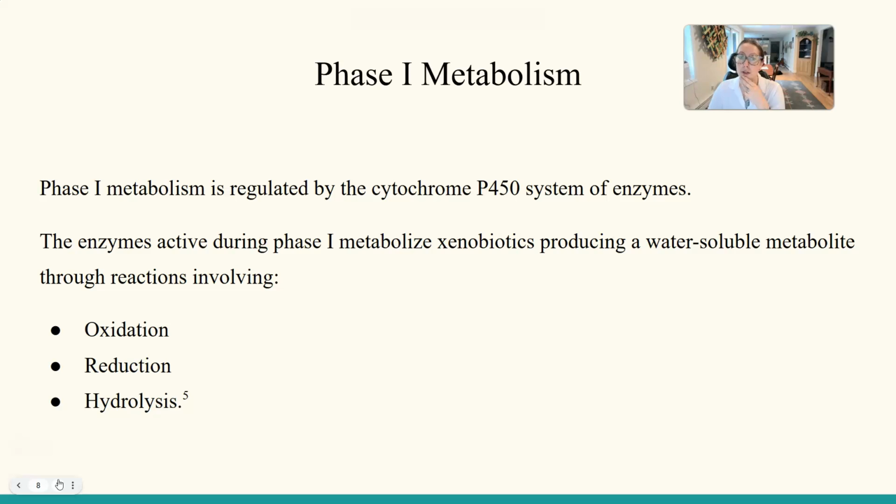Phase 1 metabolism is regulated by the cytochrome P450 system of enzymes. The enzymes active during phase 1 metabolize xenobiotics, producing a water-soluble metabolite through reactions involving oxidation, reduction, and hydrolysis.